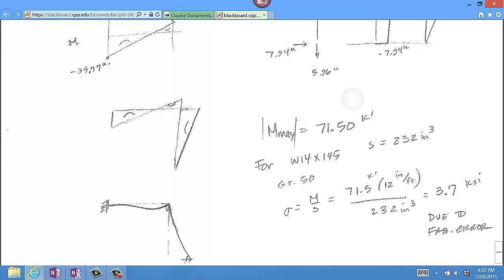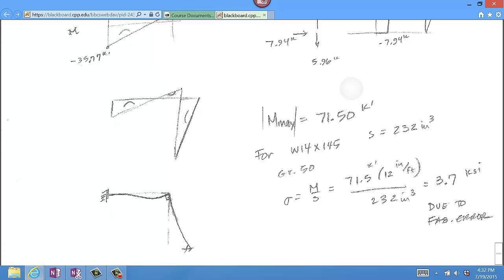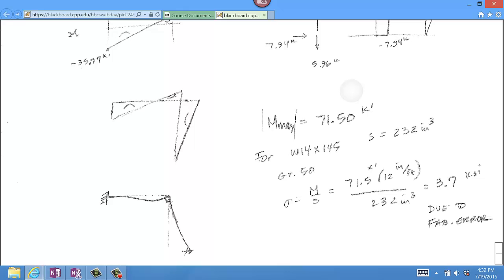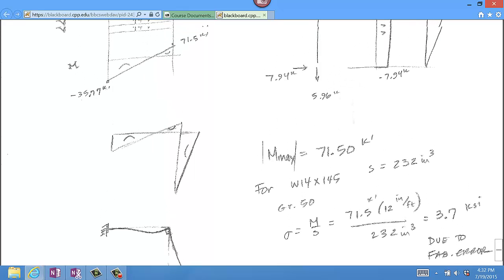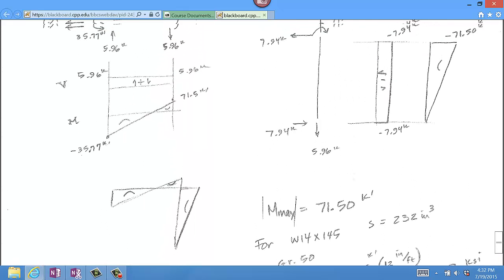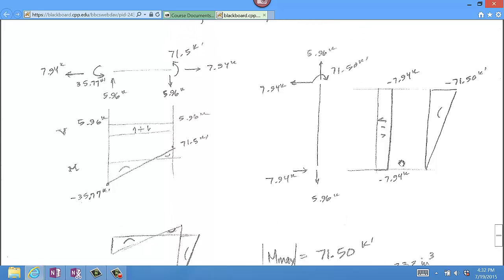So you'll notice that the curvatures in the deflected shape will follow the curvatures of smiley faces and sad faces in the moment diagram. That was composite, that was put together. But if I look carefully at the moments that are created in the beam and column, I start with the moment negative 35.77, 71.5, and then in the column is 71.5 to 0. You can see that the maximum moment is 71.5 kip feet.